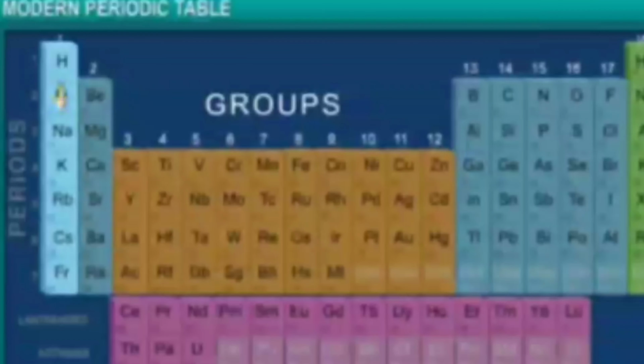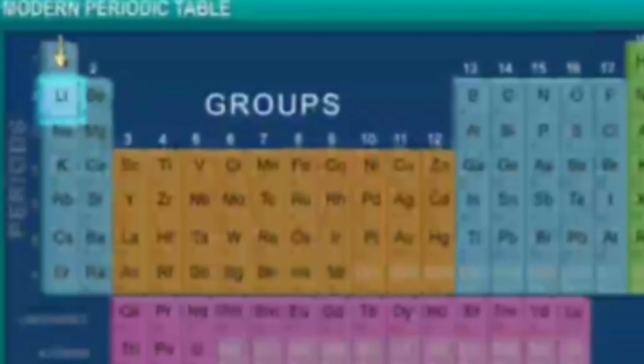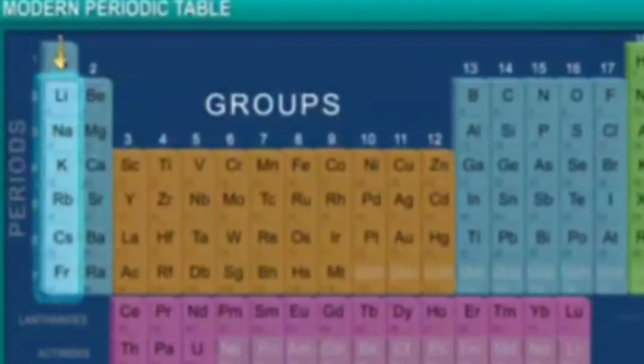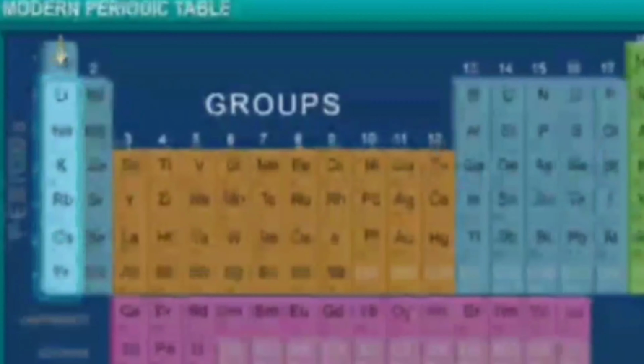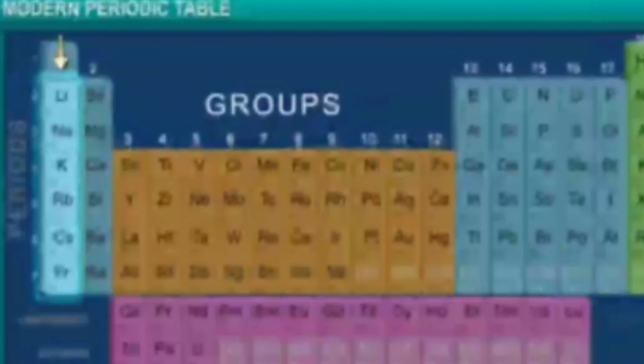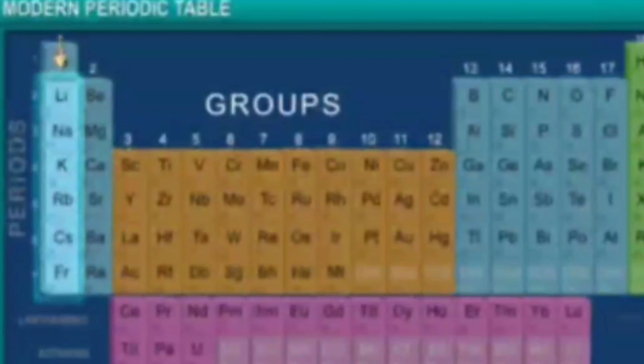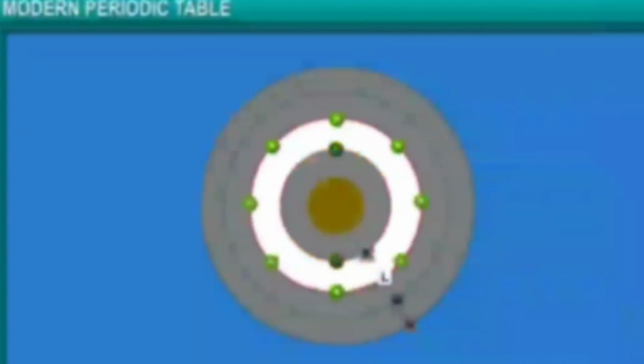While moving from top to bottom in a given group, the number of shells goes on consecutively increasing.